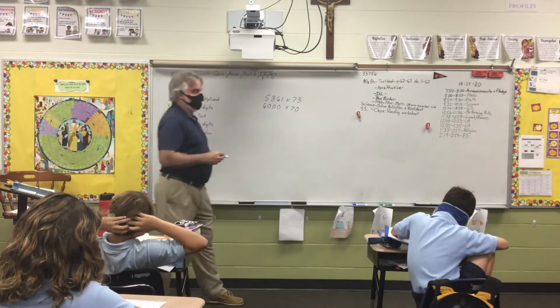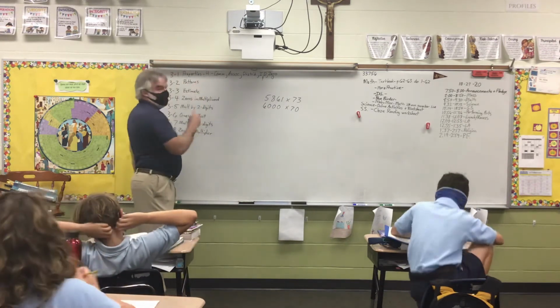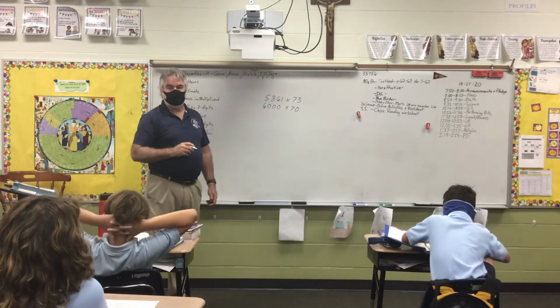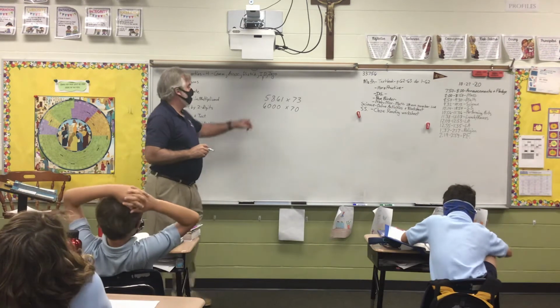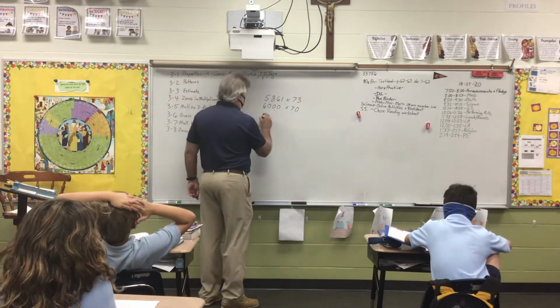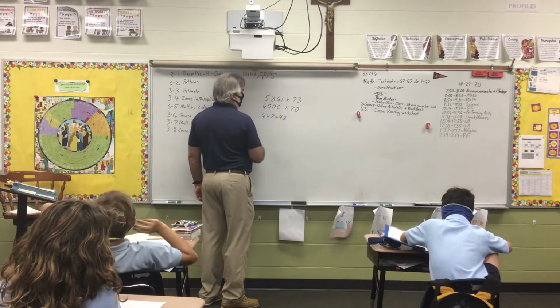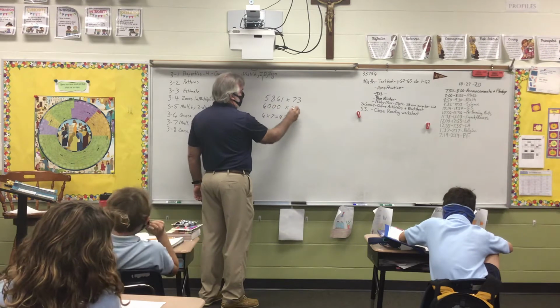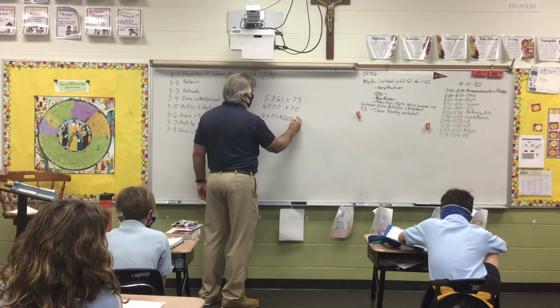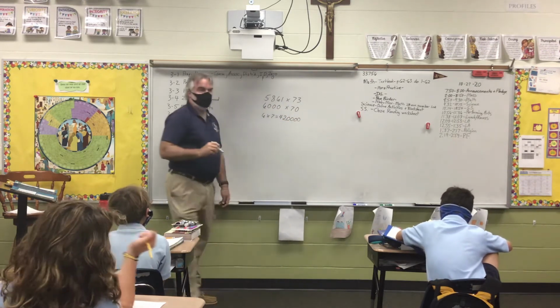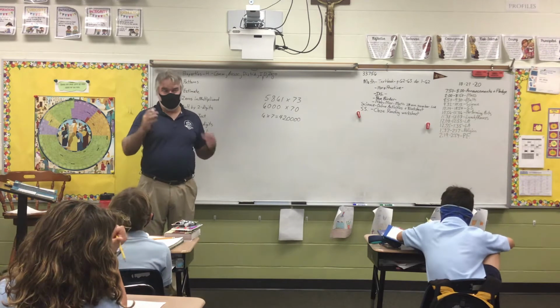Then we go back to patterns. You add the zeros. With 6 times 7 is 42, add 4 zeros. 420,000. But you got 1, 2, 3, 4 zeros. 420,000. Okay? Does that make it easy?